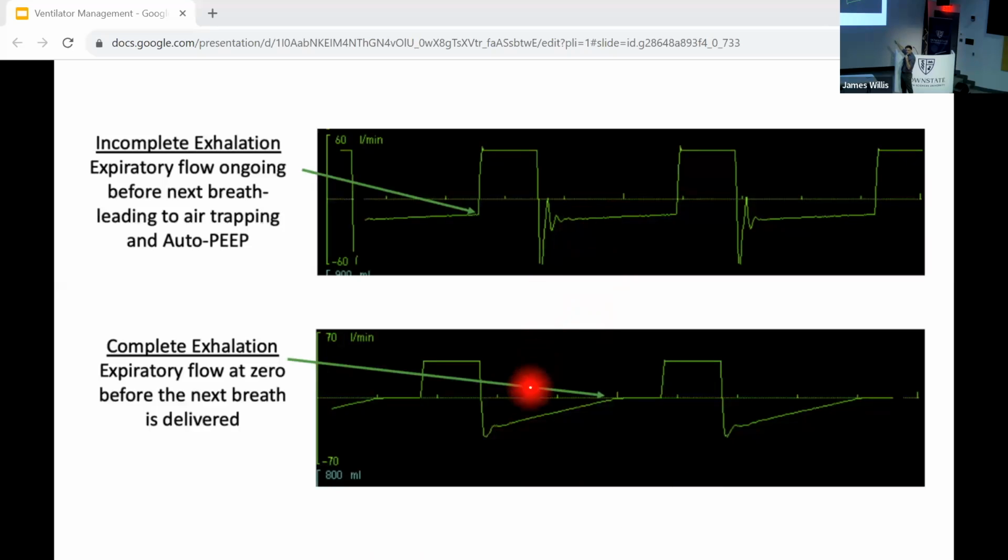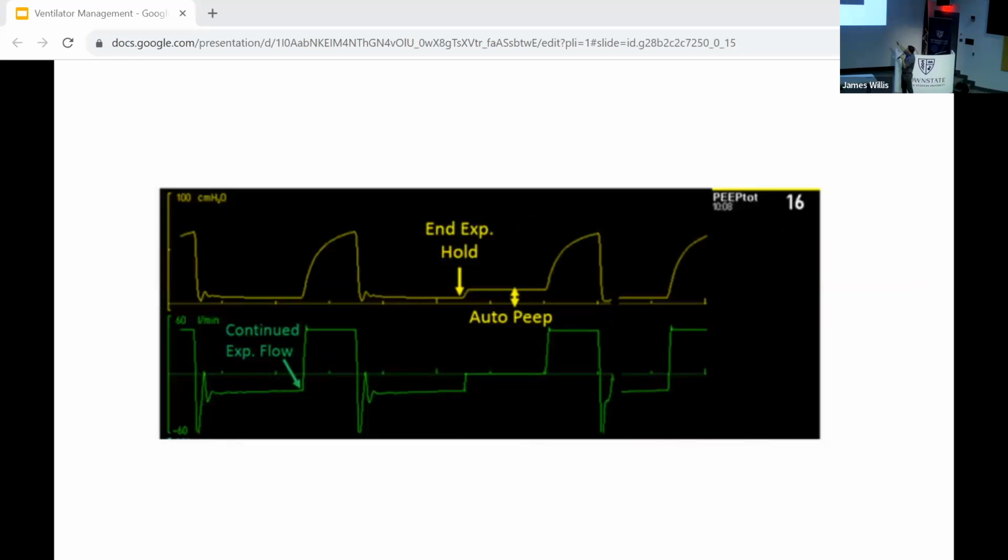This is what it looks like when you have a really bad status asthmaticus. That peak inspiratory flow goes down really fast and creates this sharp divot, and then it's slow to exhale and doesn't return to baseline. So this next inspiration just got added to this. So that's going to cause some breath stacking. Breath stacking is going to add and lead to auto PEEP.